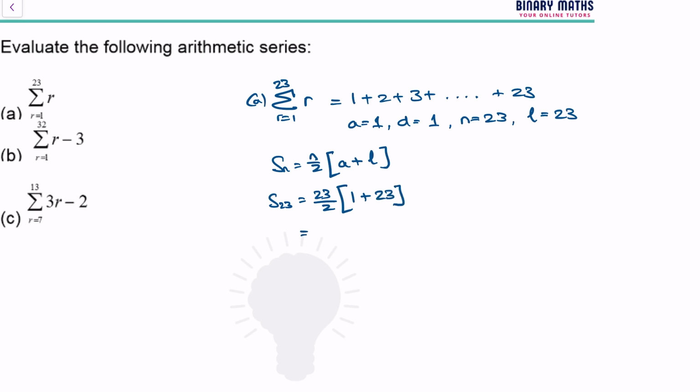Which is the same thing as 24 divided by 2 is 12. So it's 23 times 12, which is equal to 276.